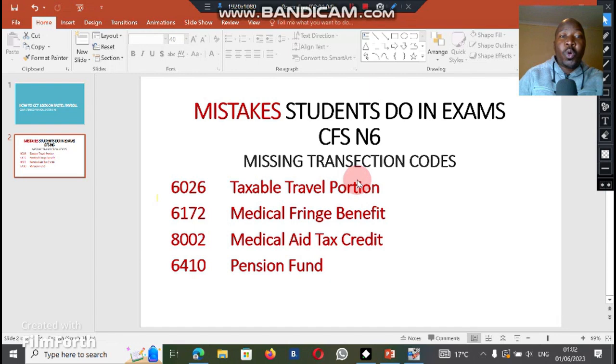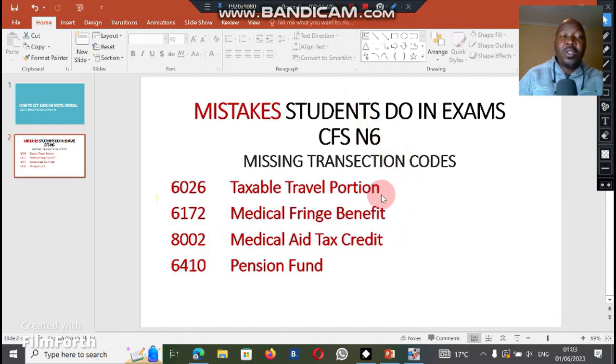The student needs to know that if an employee has got a traveling allowance, code 6026 must automatically be captured. If the person's got a medical aid benefit, codes 6172 and 8002 must automatically be captured by the student when they are processing their payslip. Including when the company offers a pension fund, code 6410 must also be captured. Whether the question paper tells you or not, you have to capture these codes. You need to know them by heart or remember them when you arrive at the examination room.